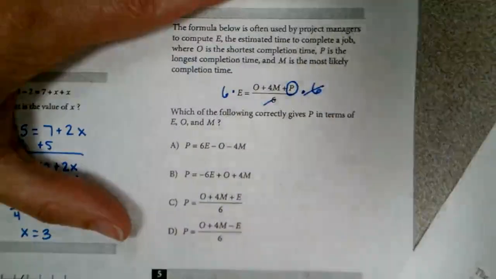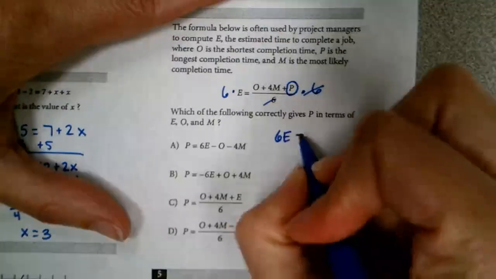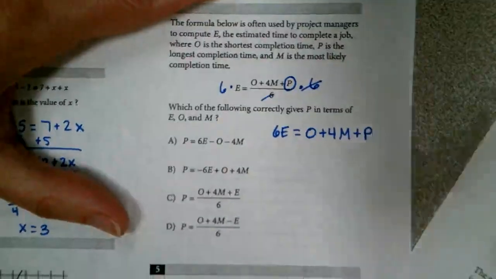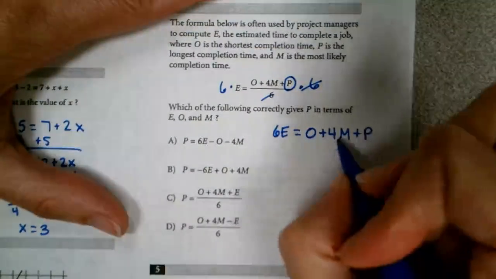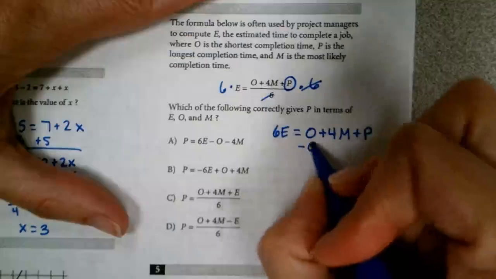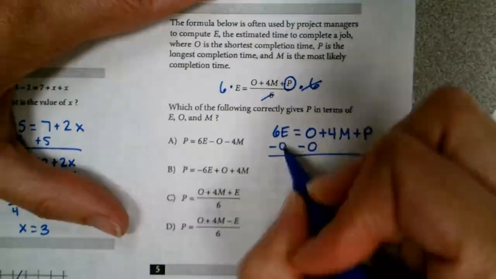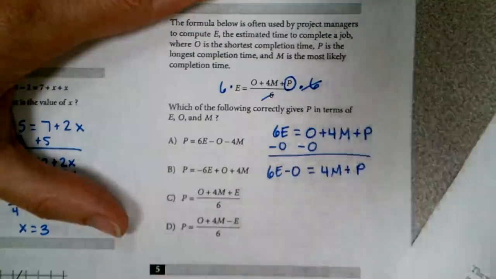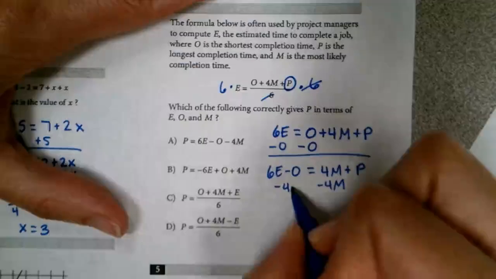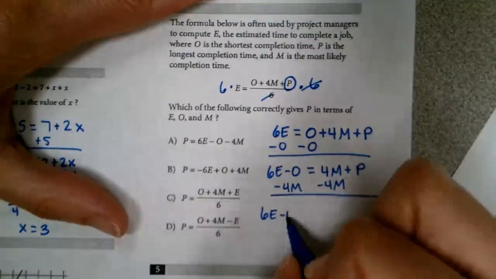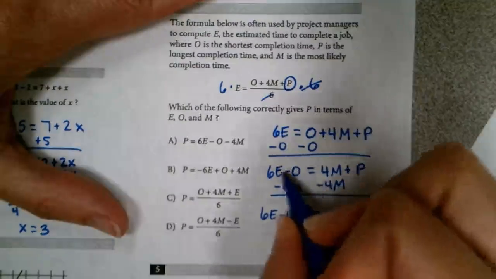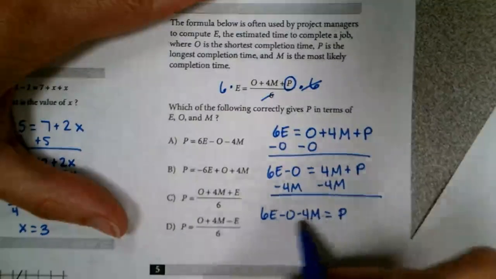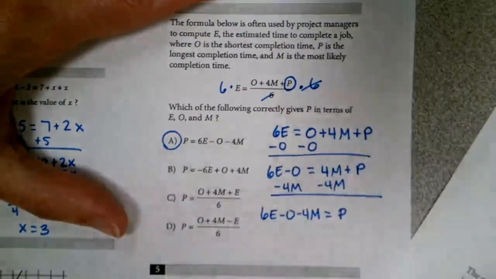This 6 and this 6 cancel each other out. So I have 6E equals O plus 4M plus P. If I want to get P by itself, I'd have to take away these other terms. So I'm going to take away O. I can't put these together, so it's just going to be 6E minus O. And then I have to take away the 4M. When I take away the 4M, I can't put it together because there's no like terms, so I just write it next to it. So this is my expression. It matches choice A.